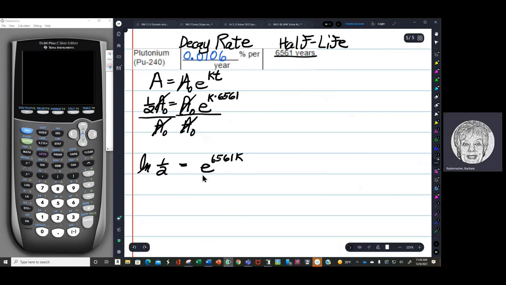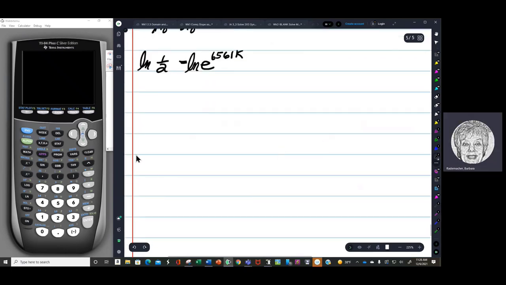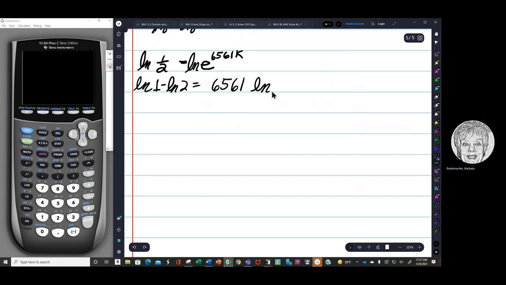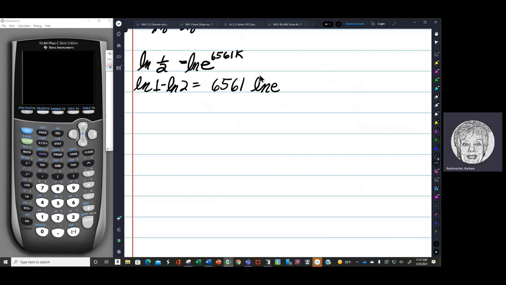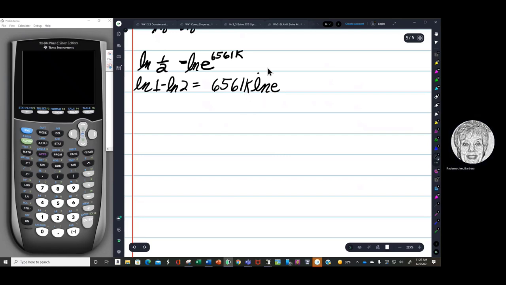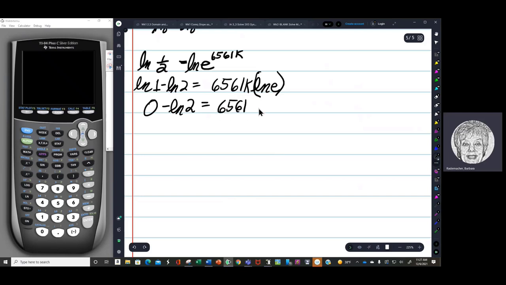And then I take the ln of both sides. And so I'll have ln 1 minus ln 2 equals 6561k times the ln of e, which is 1. The ln of e is 1. Okay, so 0 minus the ln of 2 equals 6561k. Because the ln of e is 1, 6561k times 1 is 6561k.